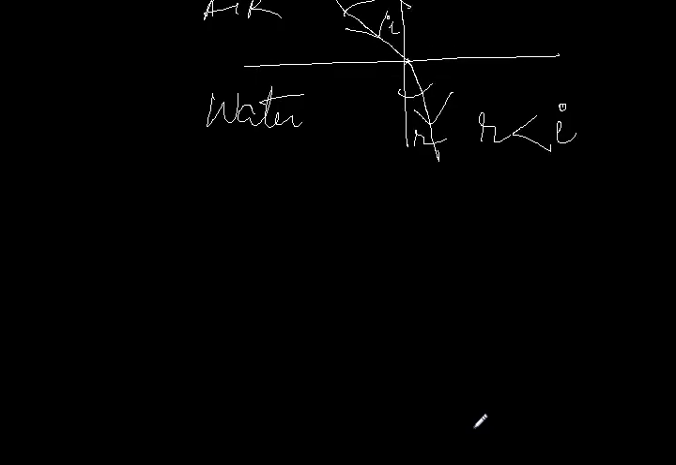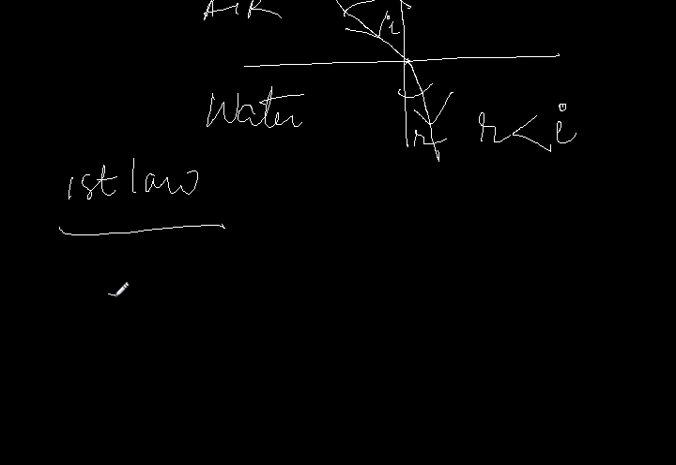Now there are two laws of refraction of light. The first law: like the laws of reflection, the incident ray, the refracted ray, and the normal drawn at the point of incidence to the refracting surface lie on the same plane. Keep in your mind that you have to state about the normal.